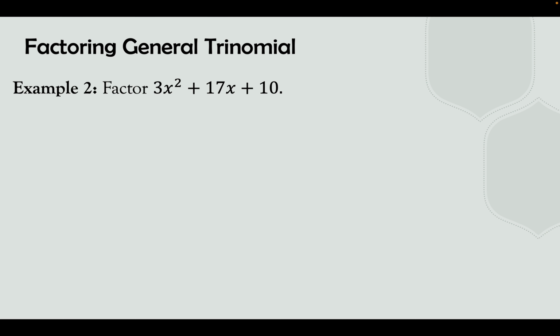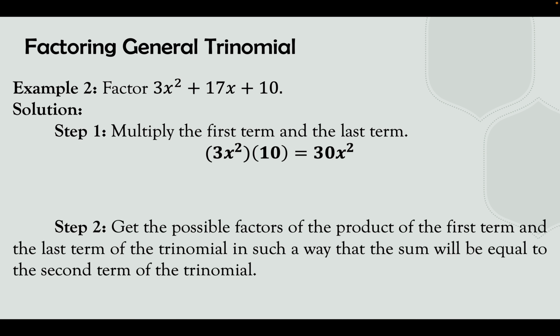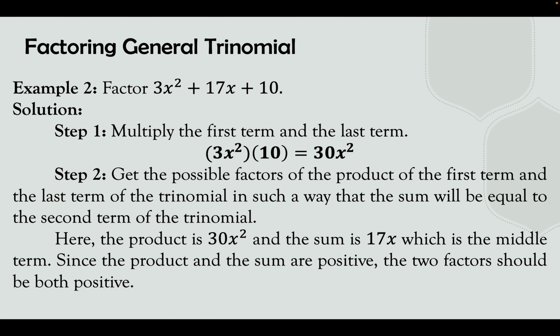Example number 2, factor 3x squared plus 17x plus 10. So multiply the first term and last term. The first term is 3x squared and the last term is 10. So you will get 30x squared. Get the possible factors of the product of the first term and the last term of the trinomial in such a way that the sum will be equal to the second term, that is 17x, of the trinomial. So here the product must be 30x squared and the sum is 17x. Since the product and sum are positive, that means the two factors should be both positive.